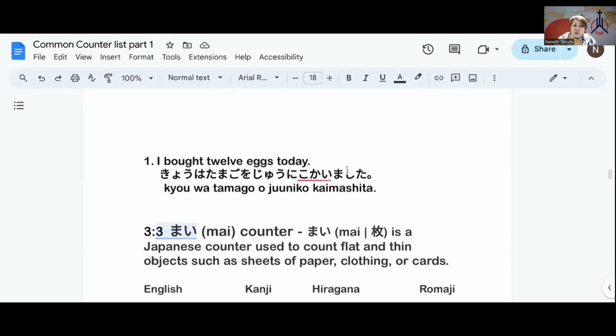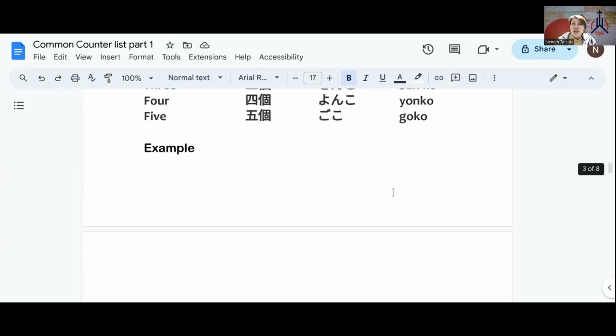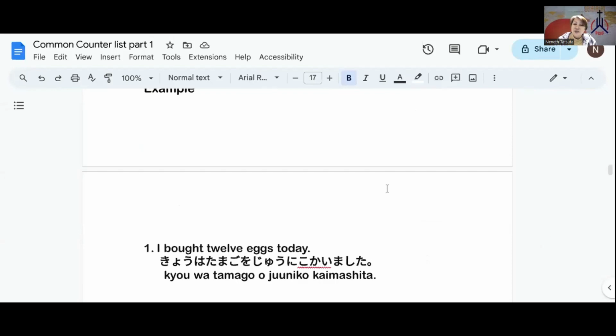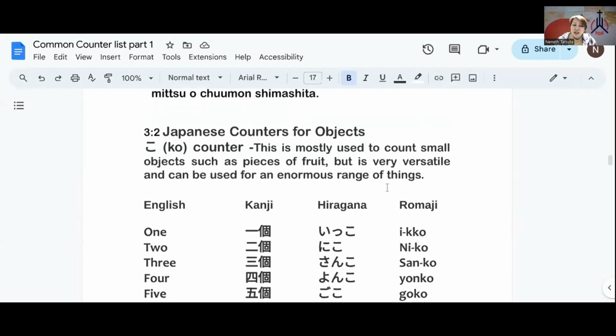So we are just trying to teach you the proper way, because this will go in your exam. In your exam it will not say hitotsu, futatsu; it will be ichimai, nimai, sanmai, like that, or iko, niko. So you have to know this. That's why we are studying this.